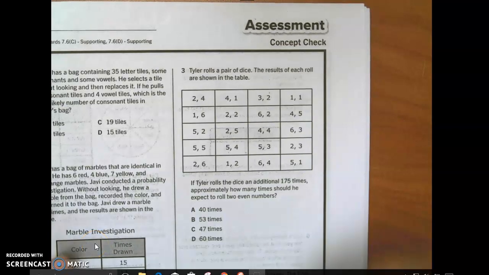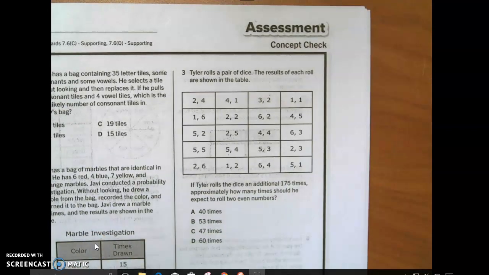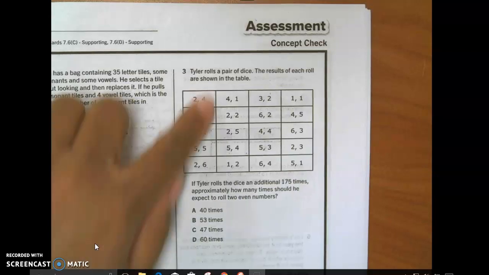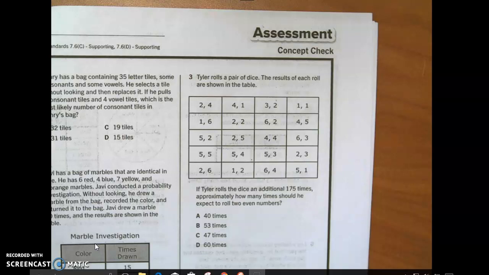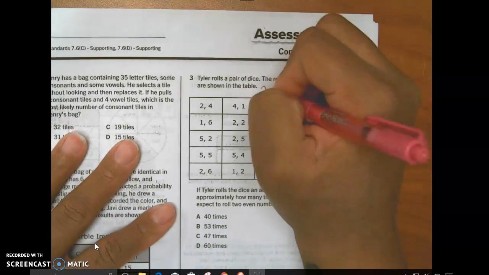All right, page 135, number 3. It says Tyler rolls a pair of dice. How many dice is he rolling? 2. What can you get on a die? 1 through 6. If Tyler rolls the dice an additional, timeout. How many times did he roll at first? 20. 20 total. I need to write that down.